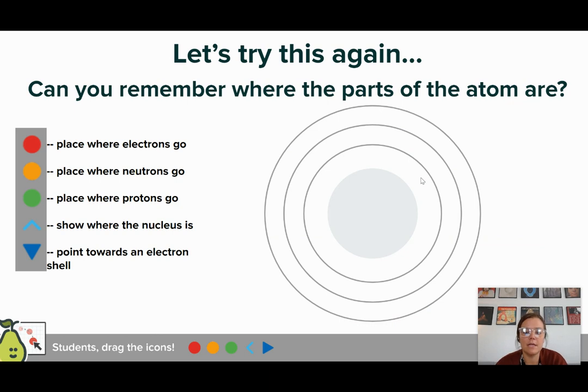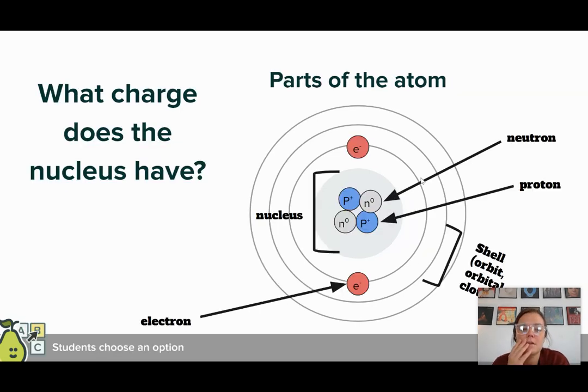All right, so let's remember, where are the parts of the atom? Can we recall? Right, so our electrons go in the shells, so in those outer rings. Our protons and neutrons are in the middle. Our nucleus is that middle gray circle. And then the electron shells are those rings on the outside. So now, what charge does the nucleus have? If you pay attention to this image, it should be pretty clear. Right, so the nucleus has protons that have a positive charge and neutrons that have no charge. So the overall charge of the nucleus is positive.